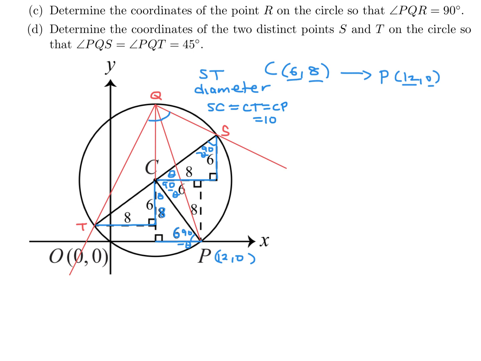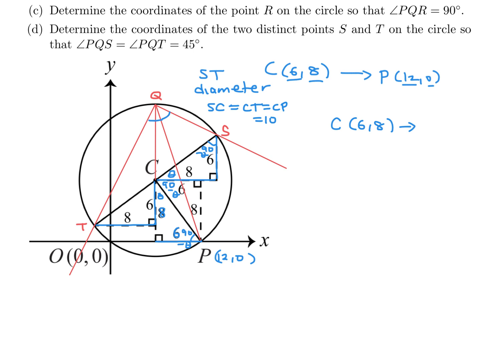All right. So now we've got to figure out the coordinates of S and T, I believe. So to go from C, which is (6, 8), to S, we would have to go, let me get this right this time.